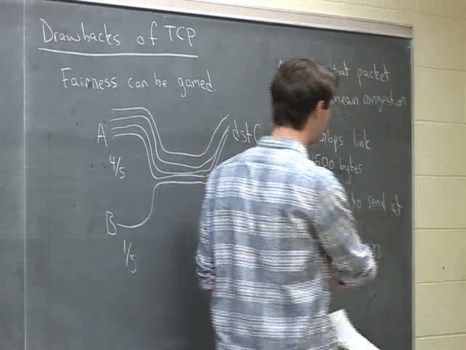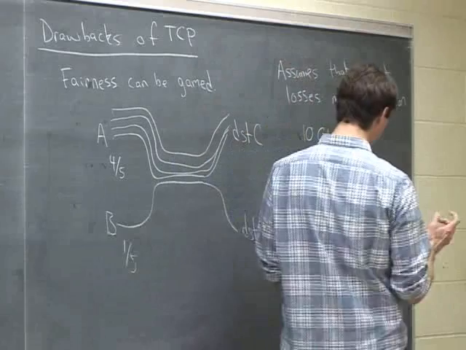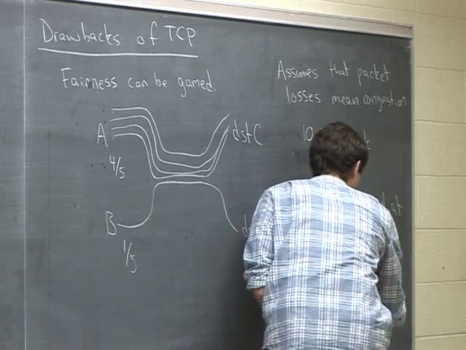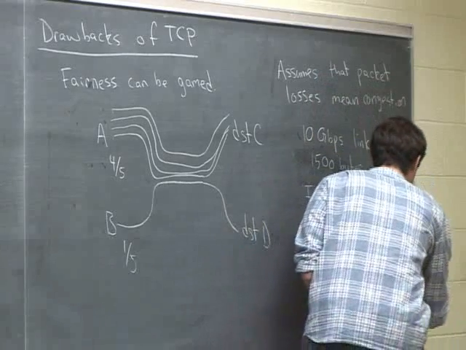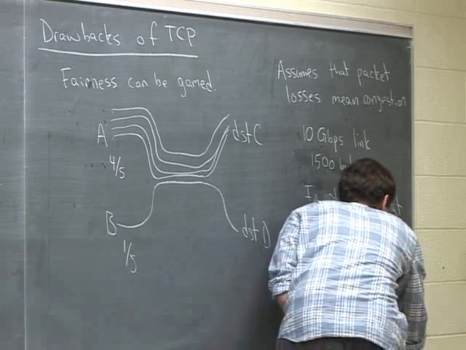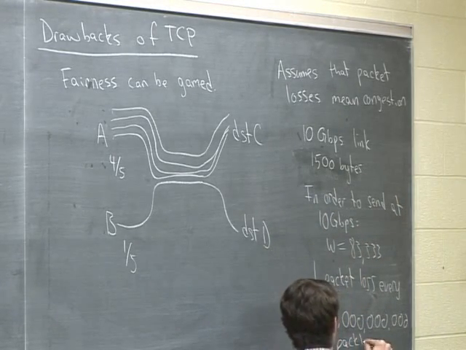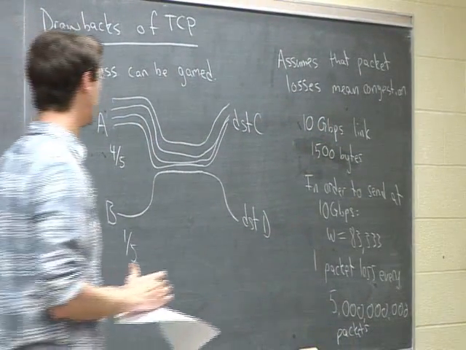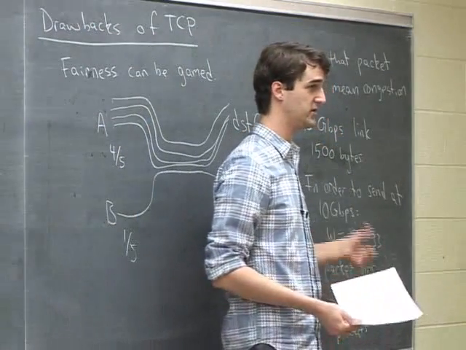Now, because of the way TCP works, whenever we have a packet loss, we cut our window size in half. This means that in order to maintain this large of a window size, we can only have one packet loss every 5 billion packets. All right. So even with a wired connection, like an Ethernet connection, it's very, very hard to achieve this low of a loss rate.